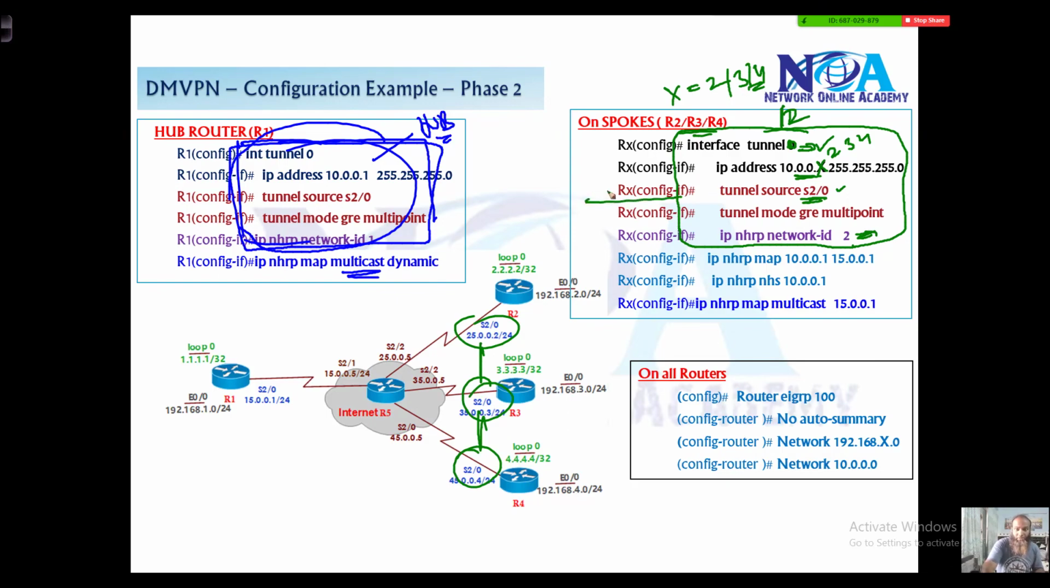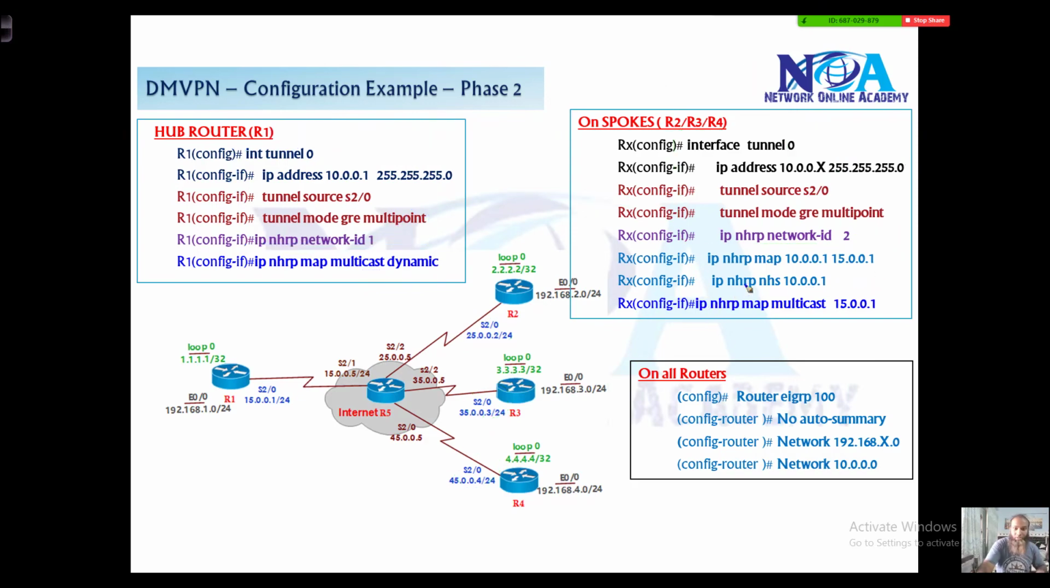So the configuration part up to here is still the same. Now there are two additional commands we need to add on the spokes router. So NHRP, there is a command called NHRP next hop server.